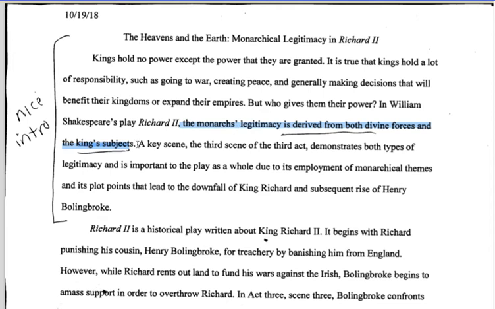Now the student tells me, after making this claim, they've made a claim. Now they're going to support that claim through a key scene. A key scene, the third scene of the third act, demonstrates both types of legitimacy and is important to the play as a whole due to its employment of monarchical themes and its plot points that lead to the downfall of Richard II and subsequent rise of Henry Bolingbroke. Notice what the student is doing. The student is giving me a preview of what's going to come. The student is going to talk about Act 3, Scene 3. The student is going to talk about why this scene is important because it demonstrates what the student has just written in the previous sentence. So this is an example of a good introduction.